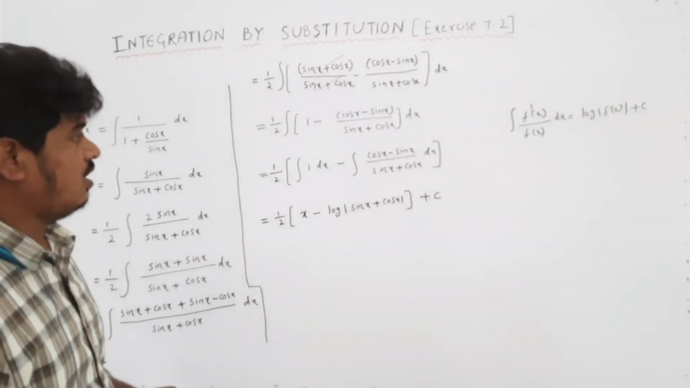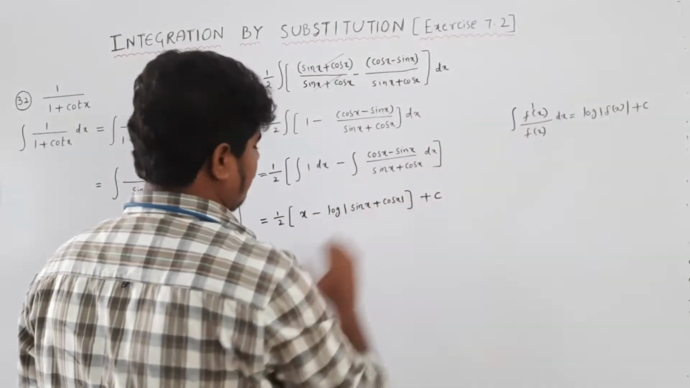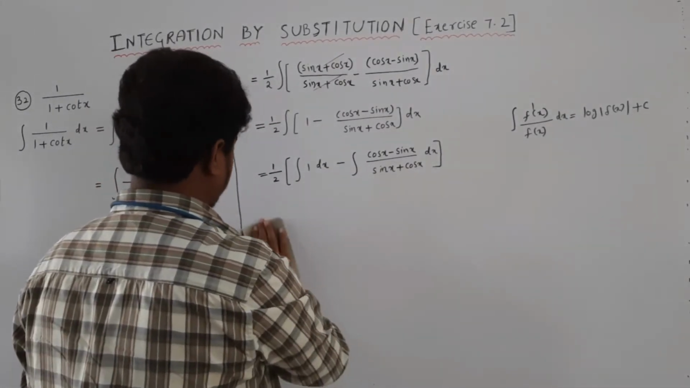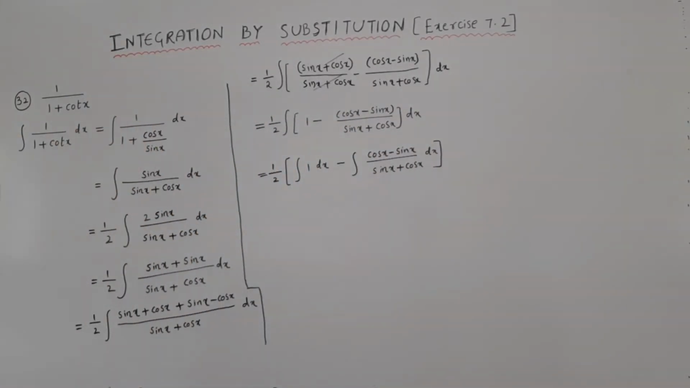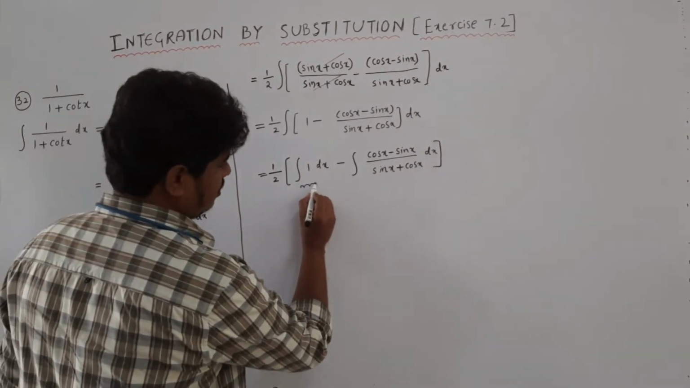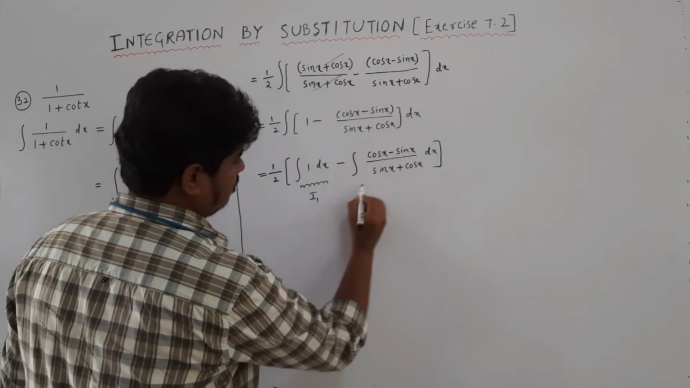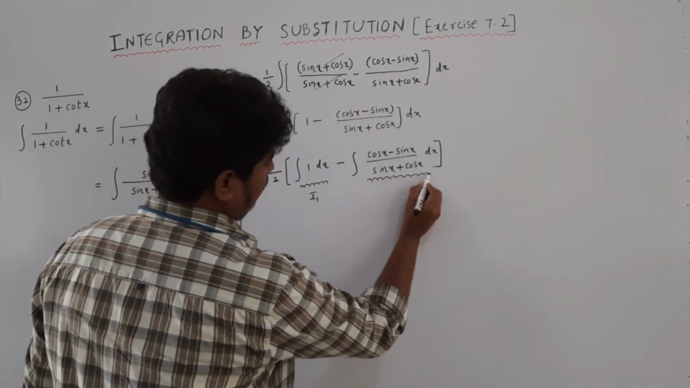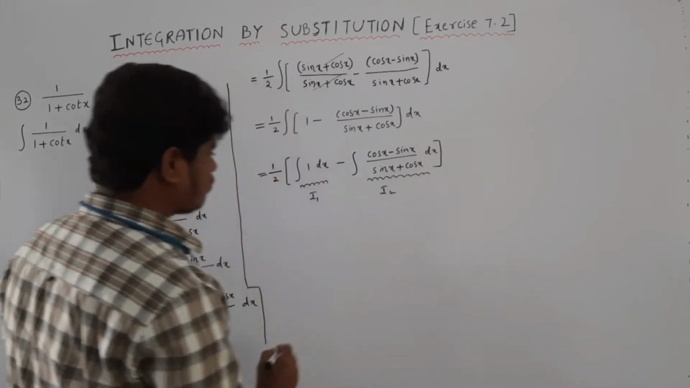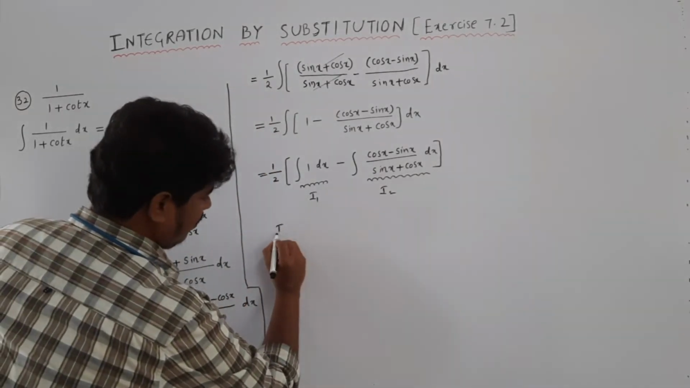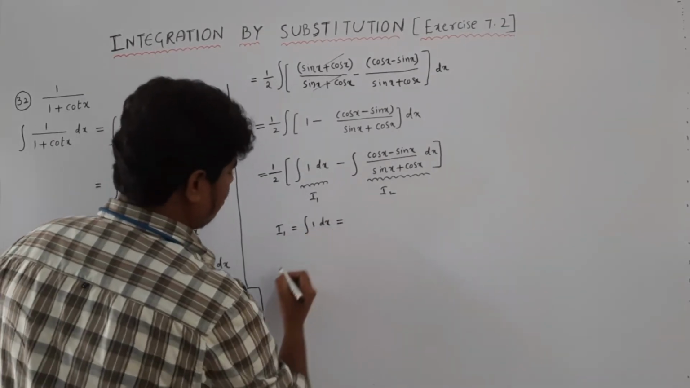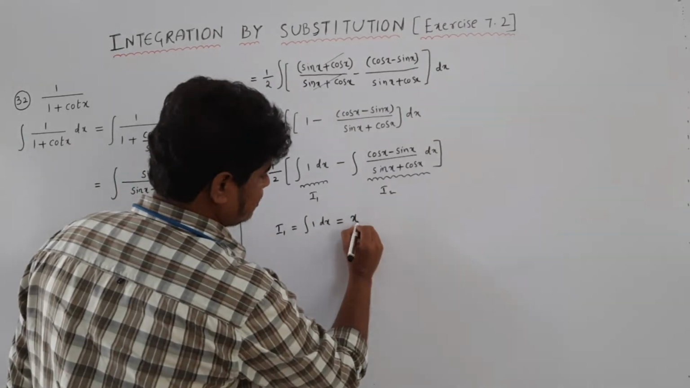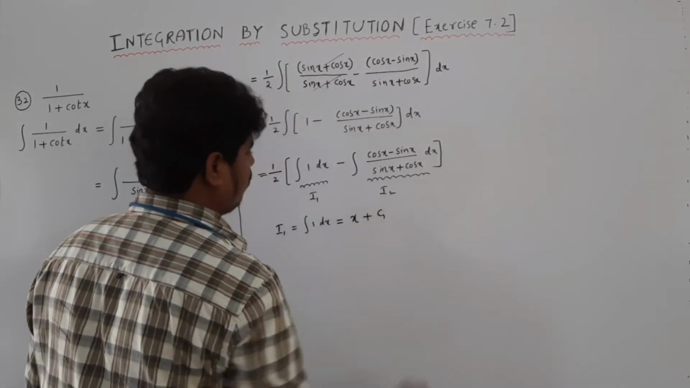Otherwise, I will tell a different method for this. If you don't know this formula, take this as some I1, this as some I2. Here I1 is equal to the integral of 1 dx, which is x plus some constant c1.